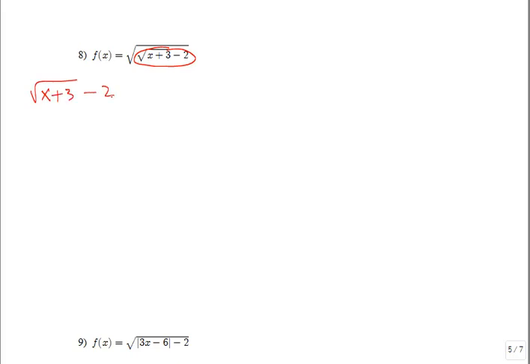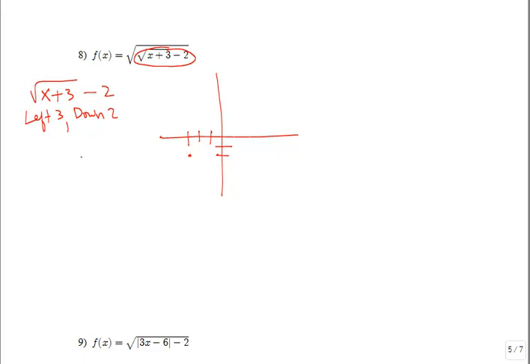of the square root of x plus 3 minus 2. So that is a square root that's shifted to the left 3 and down 2, because a plus 3 is left and a minus 2 is down 2. So we're going to go left 3, down 2.